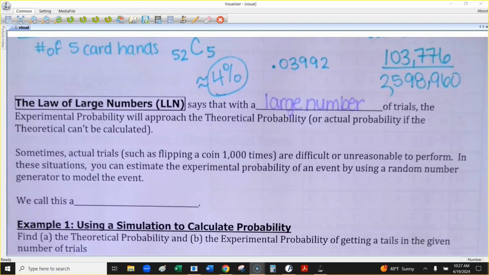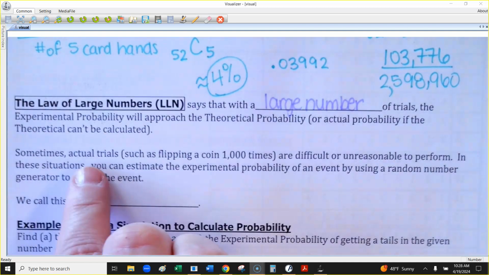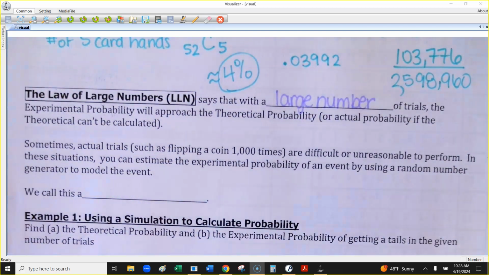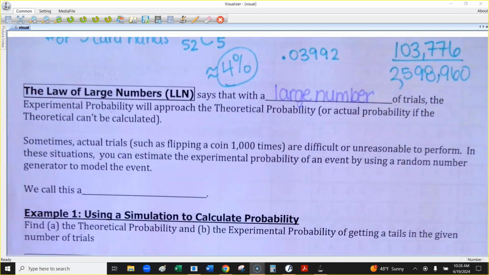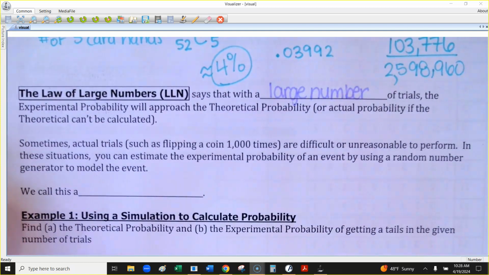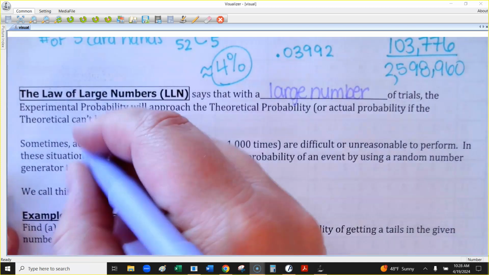Now, sometimes it would be hard to actually do an experiment, such as flipping a coin 1,000 times. You're not going to sit there and do that unless you're really bored, probably. So they're difficult to actually perform. What we can use are computer programs. We're going to use a program today on the calculator that'll do it, or I'm going to give you the data, which is what the Math Excel will do. But you can estimate experimental probability using a random number generator, or we can use a simulation and model in the calculator. It's called a simulation.